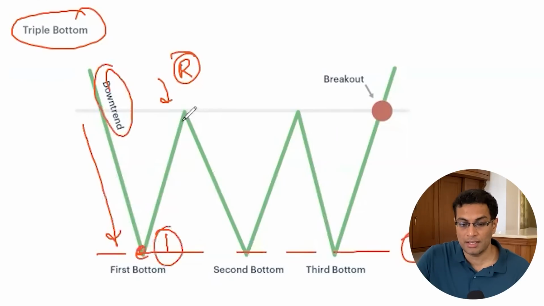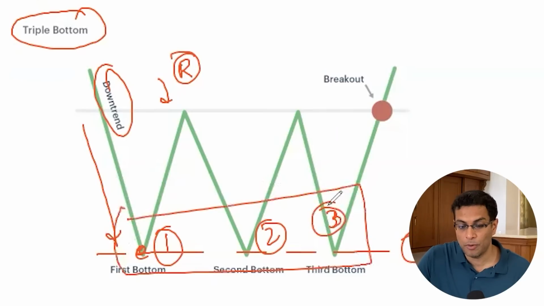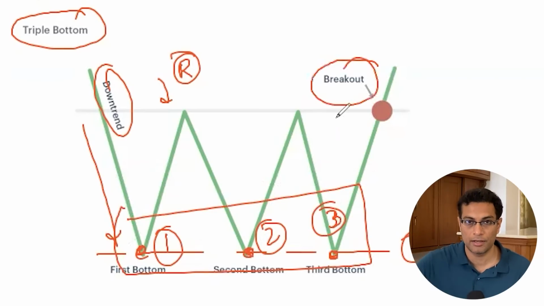It touches it once, comes back, falls again, touches it twice, comes back, and then finally falls back and touches it thrice. Now if you see these 3 touch points at the baseline or the support line, it might be the right time to buy that stock because it is likely to give a breakout from that particular point.